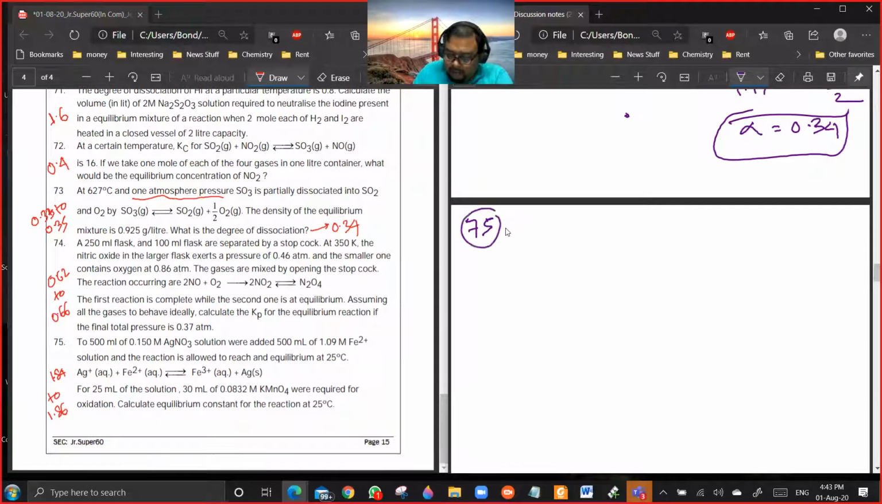Okay. I'm bored of this, it is an aqueous solution question. Actually they should be asking the aqueous solution question in ionic equilibrium. This is not the right thing to do.